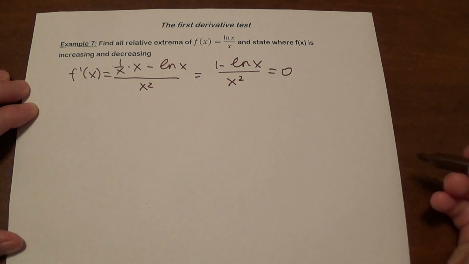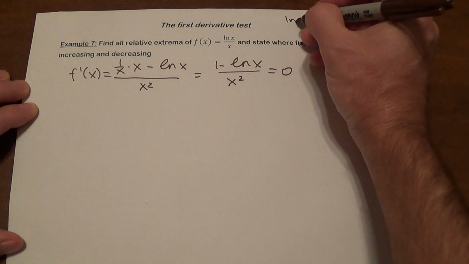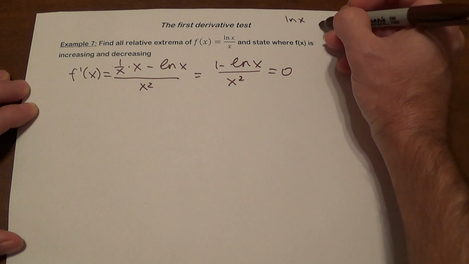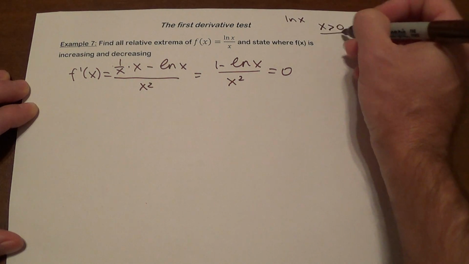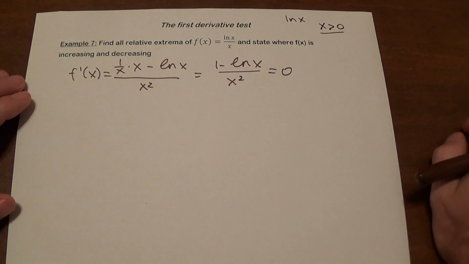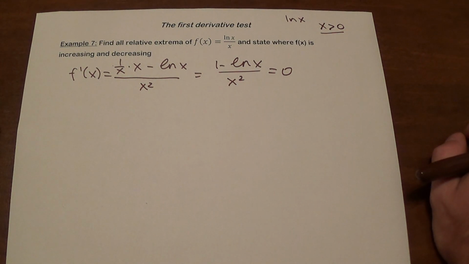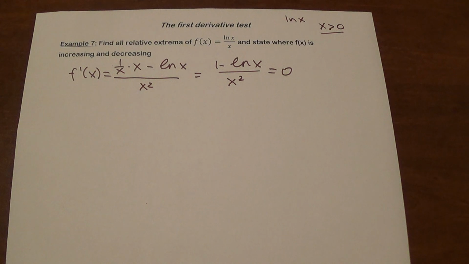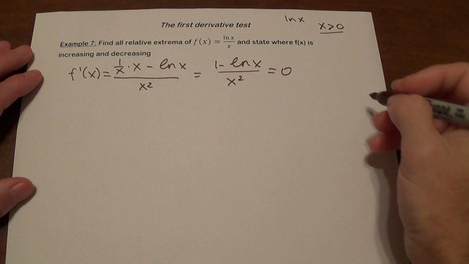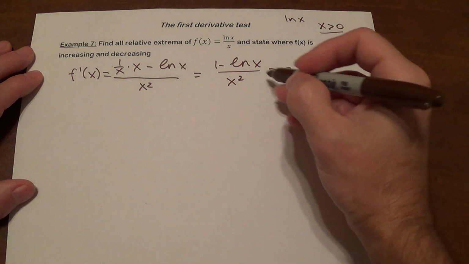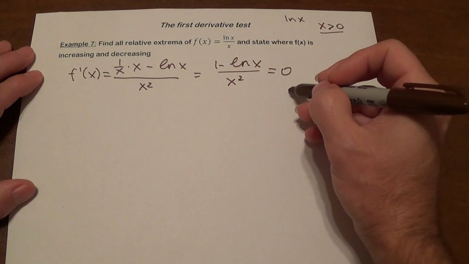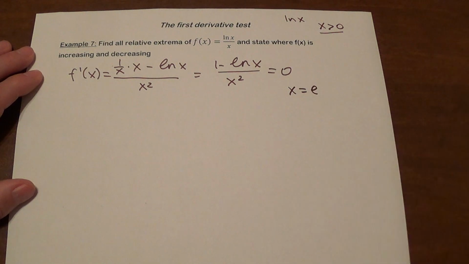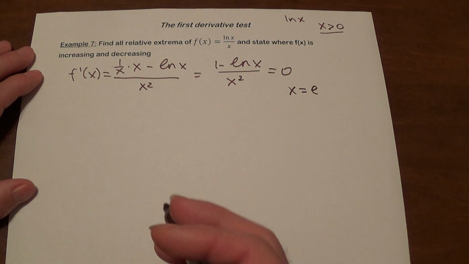So what are the discontinuities here? Well, this one you have to be careful with. Remember, for ln x, x has to be greater than 0. So we actually don't need to worry about any values that are not greater than 0. Anything negative and 0 will be excluded. But we also know that 1 minus ln x will be 0 when x equals e. And that's going to be our critical value.